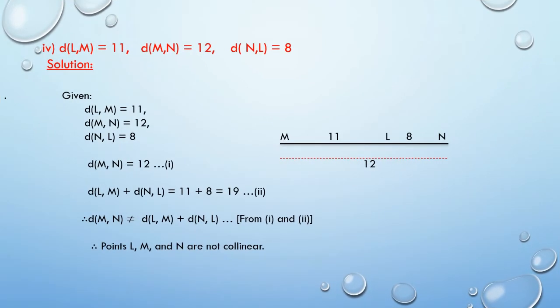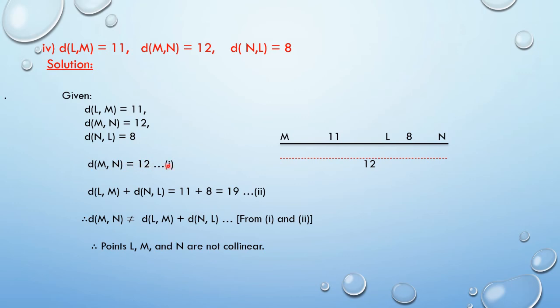Question number 4. Distance of LM is equal to 11, distance of MN is equal to 12, and distance of NL is equal to 8. Then the solution. First write the given: distance of LM is equal to 11, distance of MN is equal to 12, and distance of NL is equal to 8. First we write the greatest distance as equation number 1. Therefore, distance of MN is equal to 12. That is equation number 1.